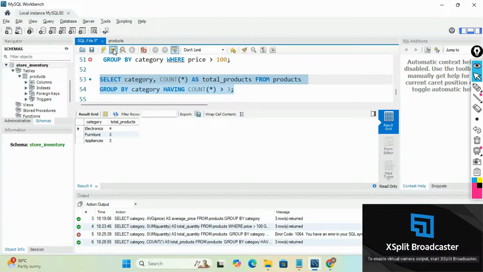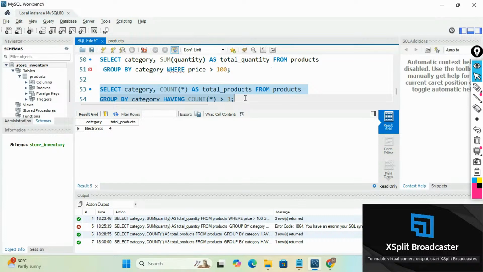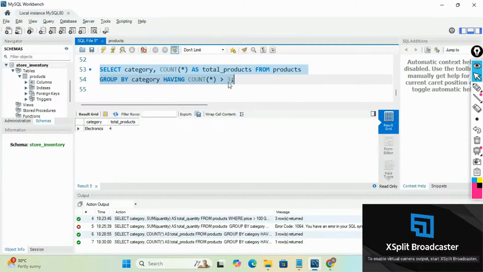We'll get only one category. It is electronics. The reason is, in the previous case, the condition was met for all 3. But here, the condition is met only for electronics. If you see, the records under electronics are 4. So if the count is greater than 3, only then it should be returned in the output. Wherever the condition is not met, those will be excluded from the output. Got it?